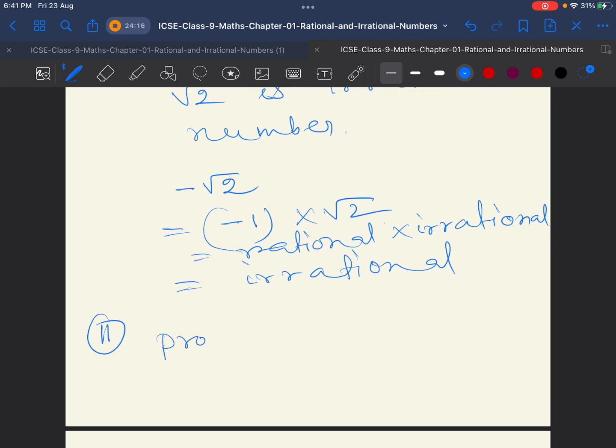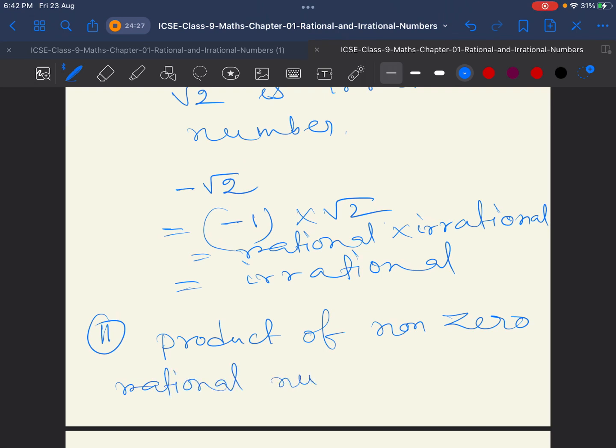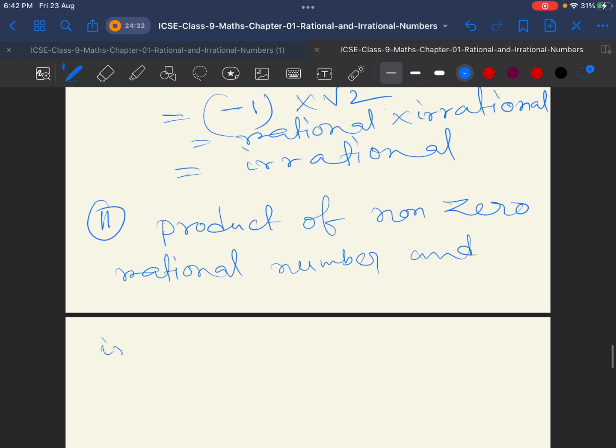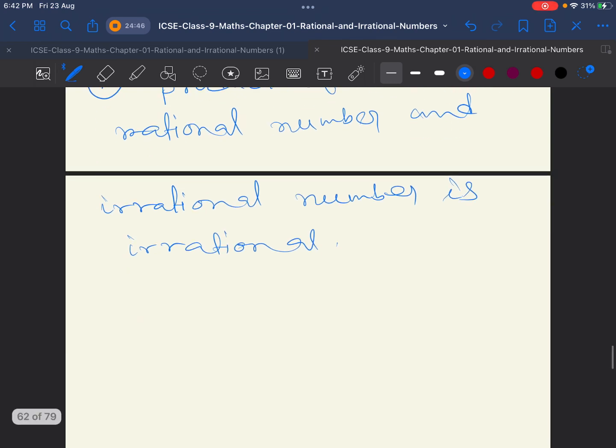Now question number 2. The product of a non-zero rational number and an irrational number is an irrational number. Suppose, let's take an example. 2 is a rational number and root 3 is an irrational number.